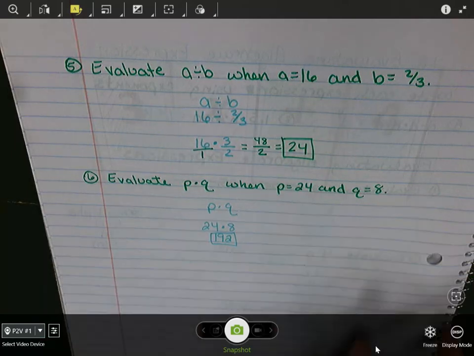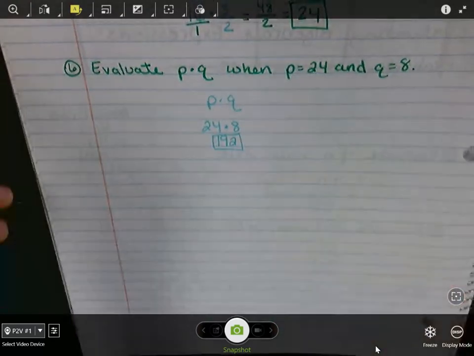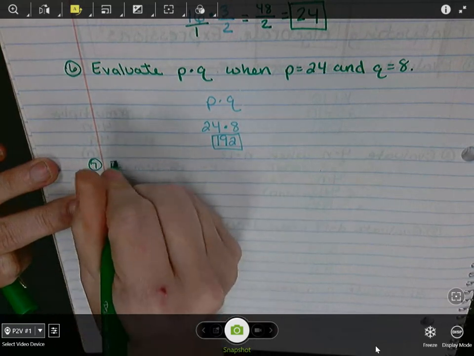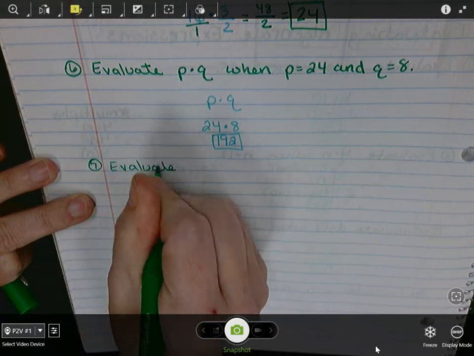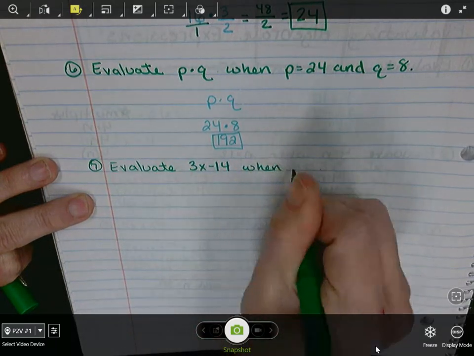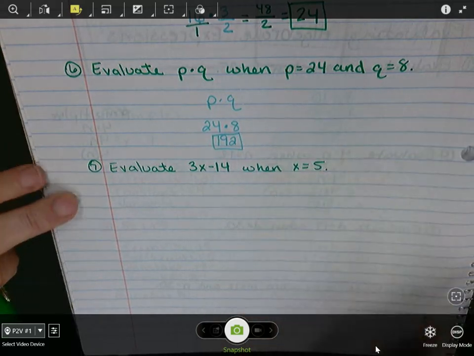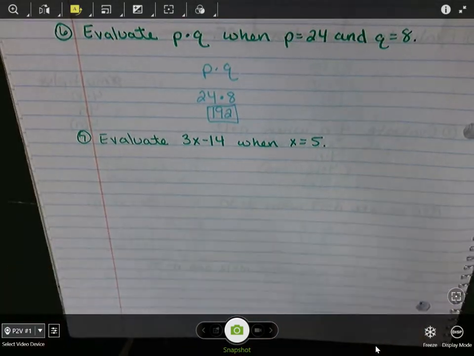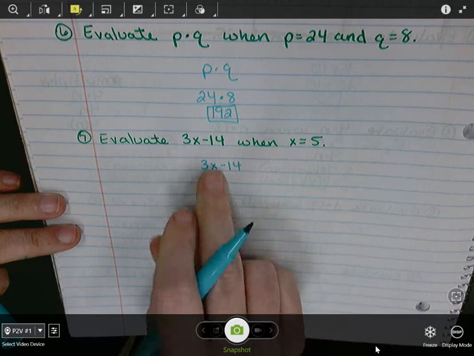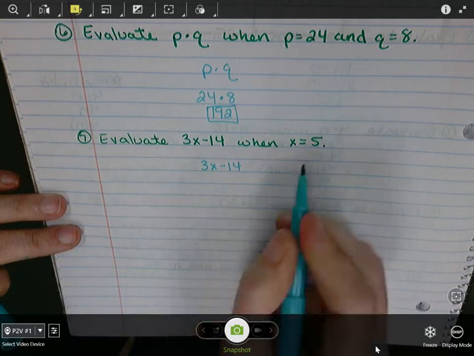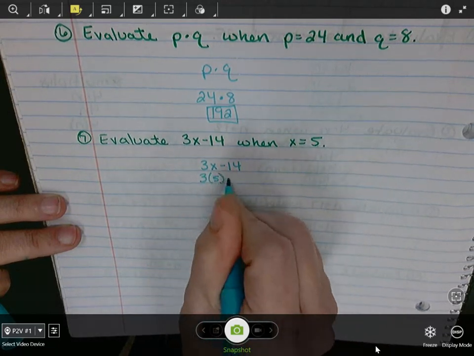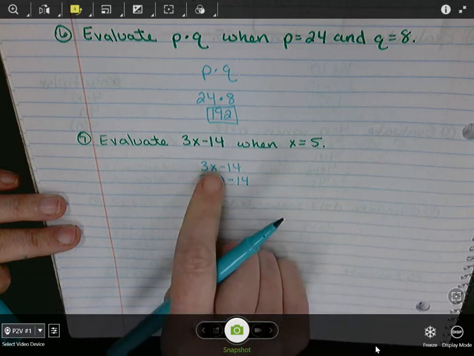Okay. All right, let's do one a little bit more complicated. Evaluate 3x minus 14 when x is 5. Okay, so this one's a little bit more complicated. You start out with your algebraic expression, 3x minus 14. Okay, and 3x, recall, means 3 times x. Okay, and then we want to substitute in 5 for x. So I could write that as 3 times 5 minus 14. Because remember, 3x means 3 times x.